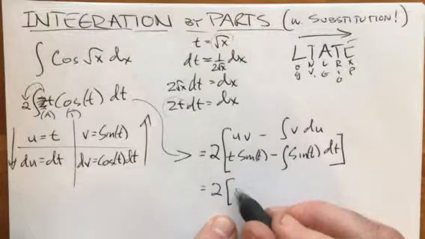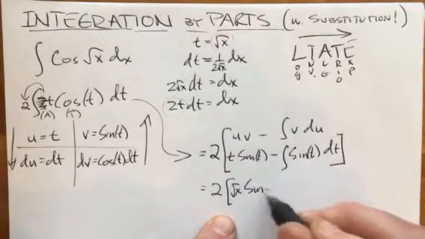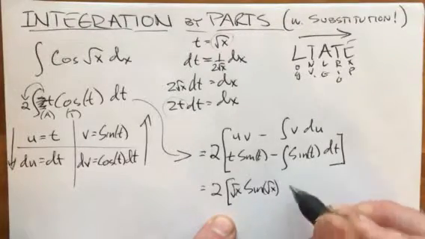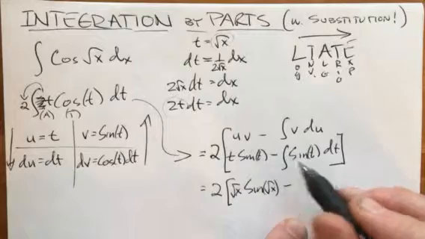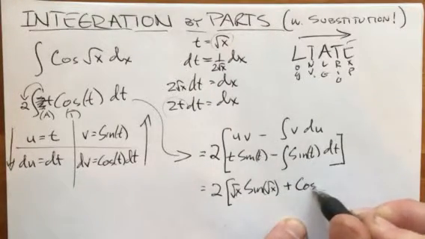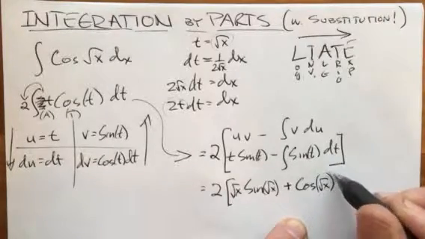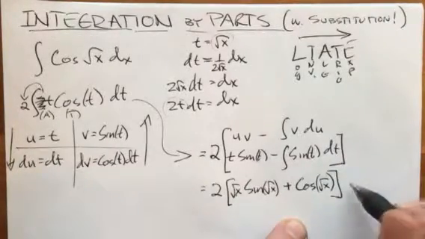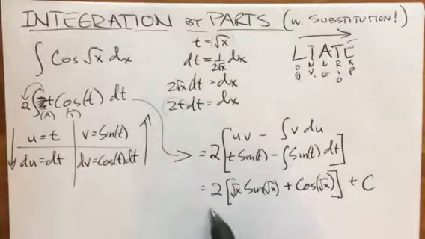All right, so I can integrate that easily enough, and I wind up with 2, well, t sine of t, let's just go back and make our substitution now. Radical x sine of radical x minus the integral of sine is the minus cosine, but I'm subtracting it, so this just becomes plus cosine of radical x, and then I'll do out plus c out there. Okay, so there you go.